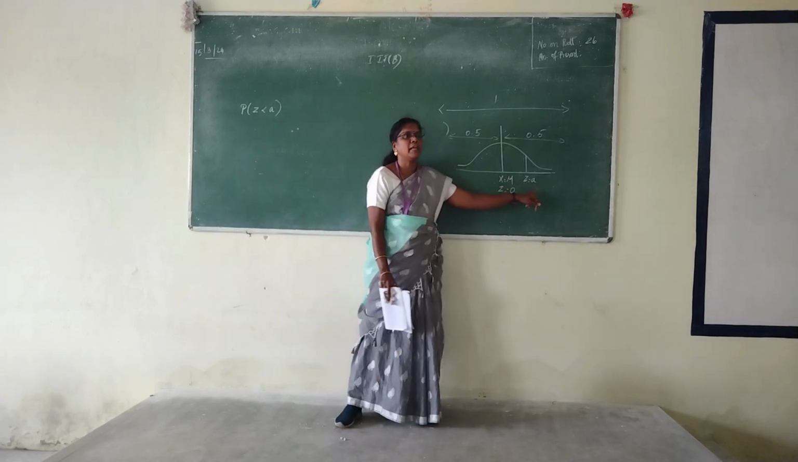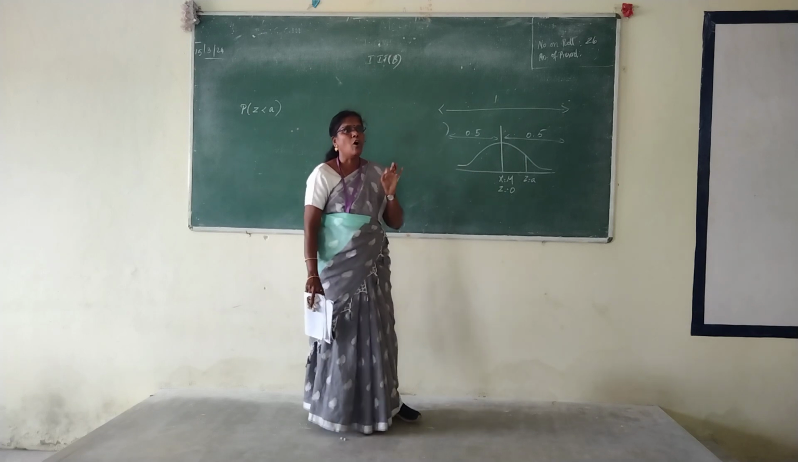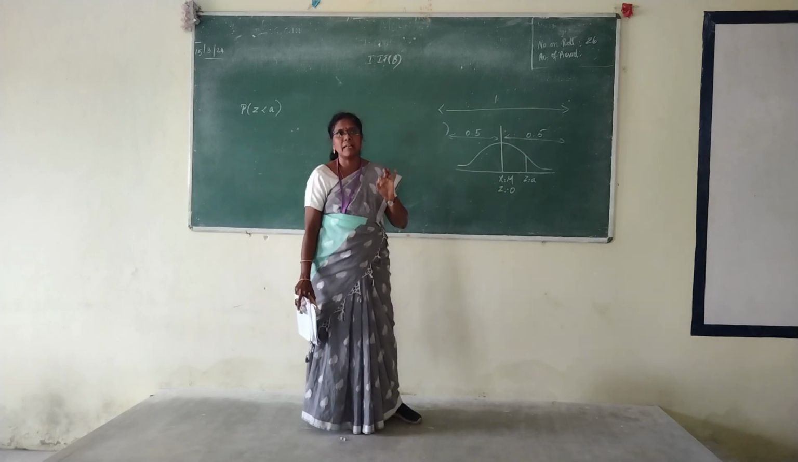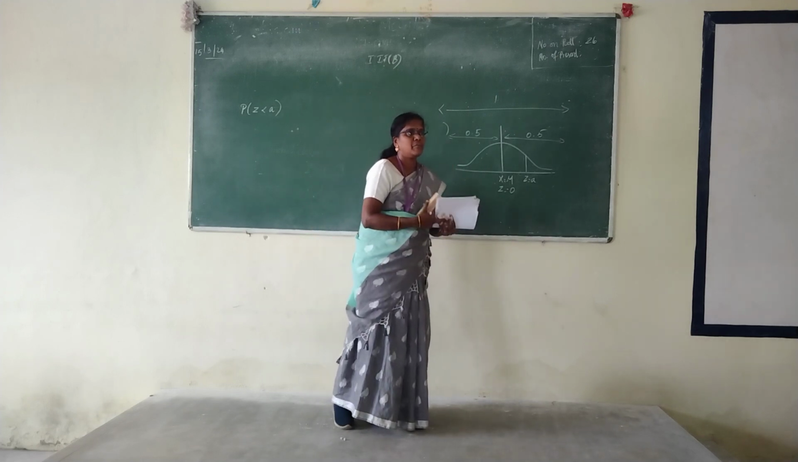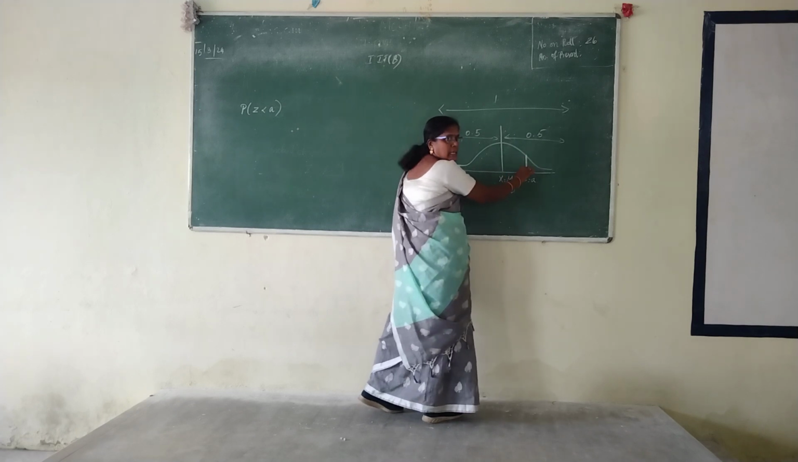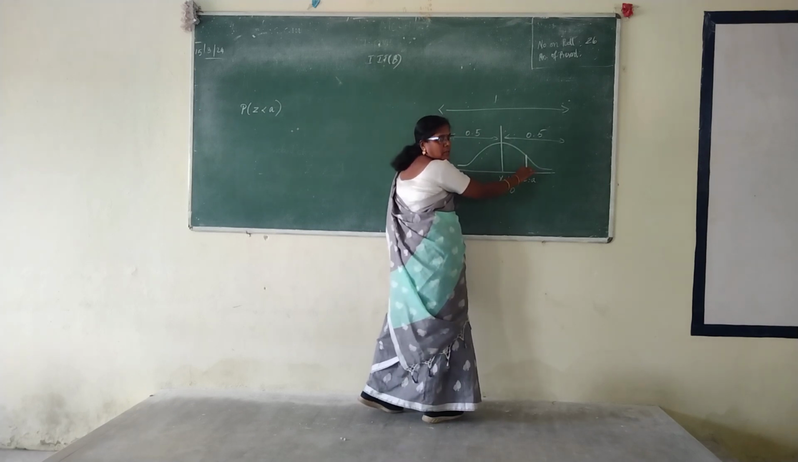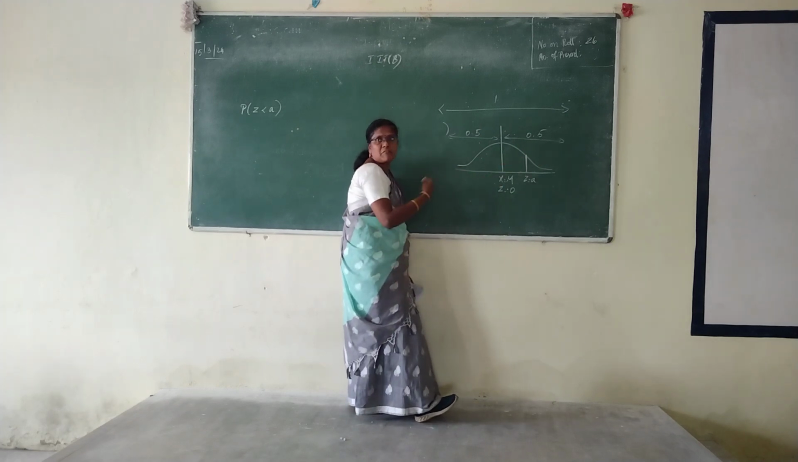So z equal to a will be lying on the right hand side. So what are you supposed to find? All the probability values of z less than a. Less than a means which region you have to find? Left hand side. This is our point a. Less than a means which one you have to find, from a, the left side or right side? Left side. Less than a.